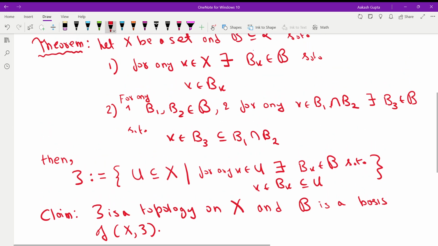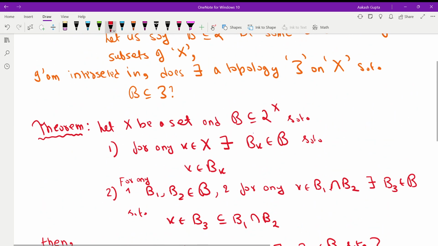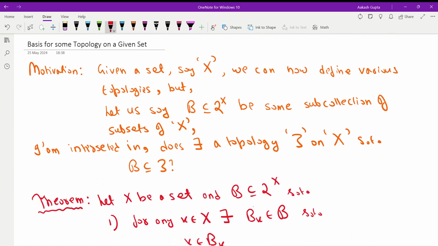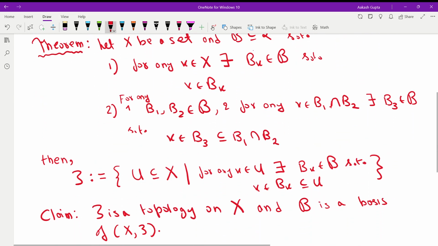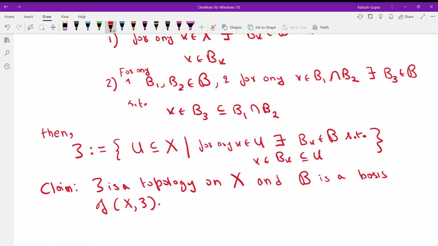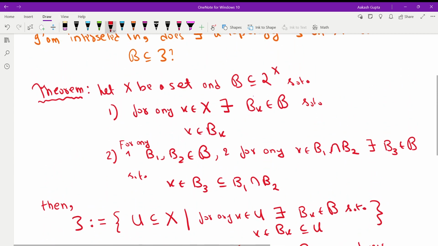So you see, I am answering the above question. Does there exist a topology in which these sets will be open? If I am claiming that this script B is a basis of tau, naturally script B is contained in tau, right? That's what the definition of basis is. It should be inside tau. So I hope you understand why I have answered the above question.